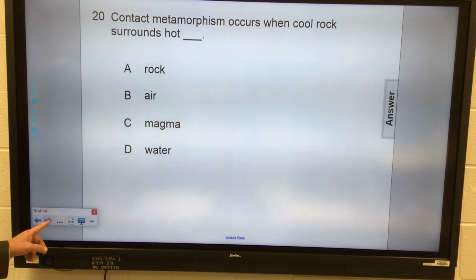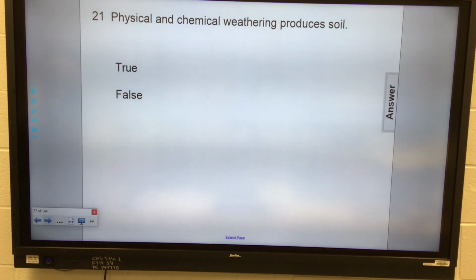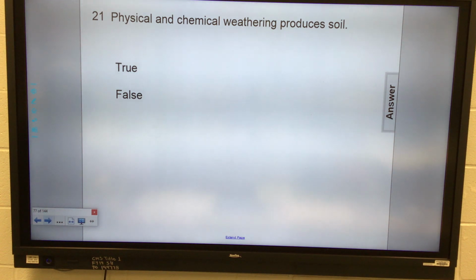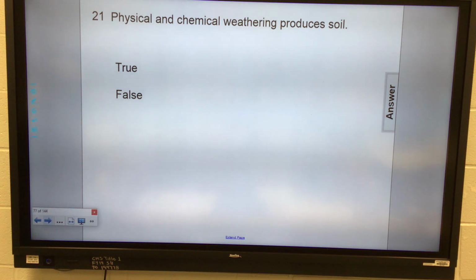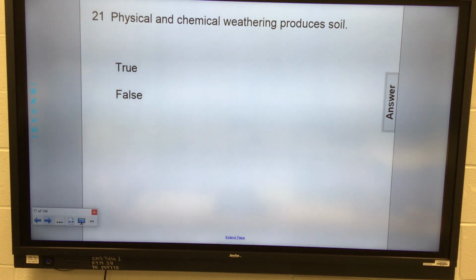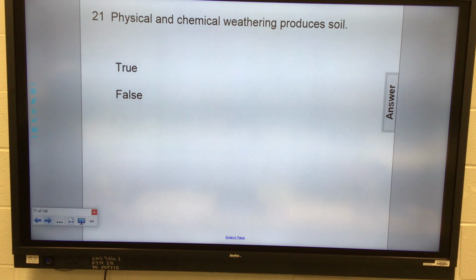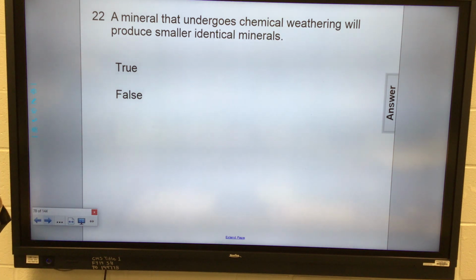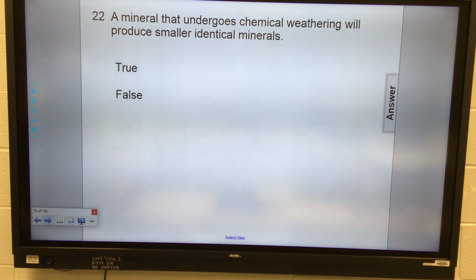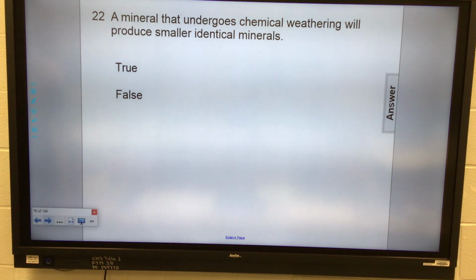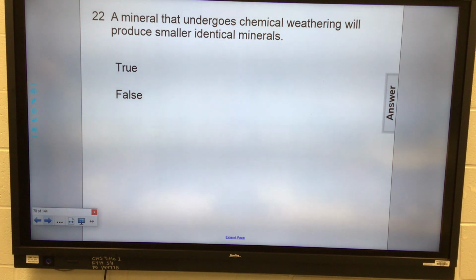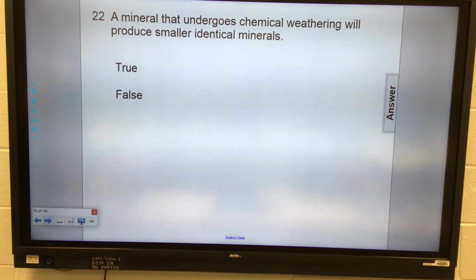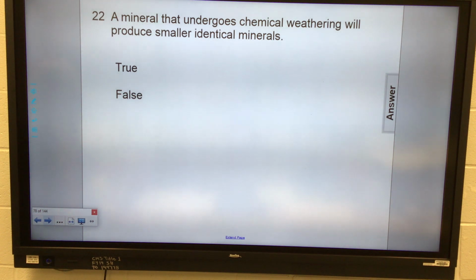Everybody got an answer? I'm moving on here. Okay, physical and chemical weathering produce soil. Is that a true statement or a false statement? Be careful about that one. Is it physical and chemical weathering that produce soil? Mark your answer. Okay, a mineral that undergoes chemical weathering will produce smaller identical minerals. Oh, be careful with that one. Is that a true statement or a false statement? Be careful. True or false?